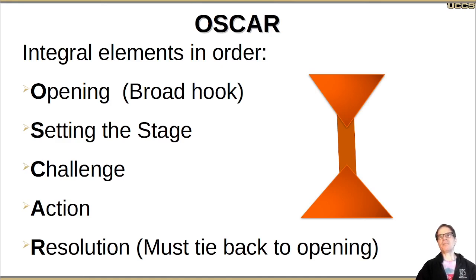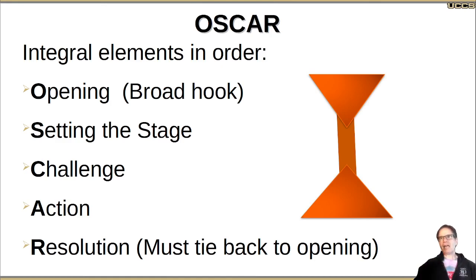And this is Oscar. And Oscar is what I consider the integral elements of a story in order. It's got the opening where you want a broad hook. And so we have this very big funnel because I want to make this apply to all kinds of things. And then I'm going to set the stage. I'm going to narrow what exactly am I talking about. I'm going to go through the challenge and the action, and then there's going to be some resolution.